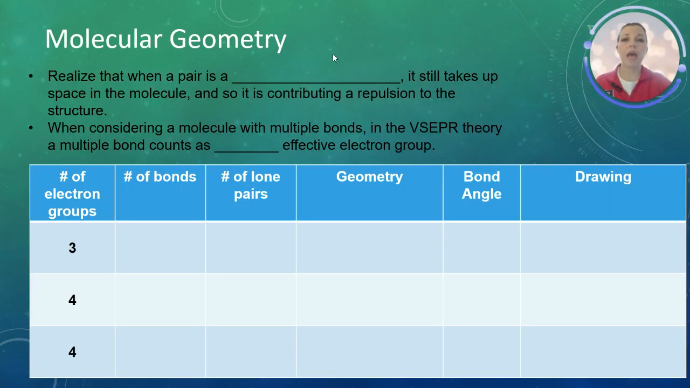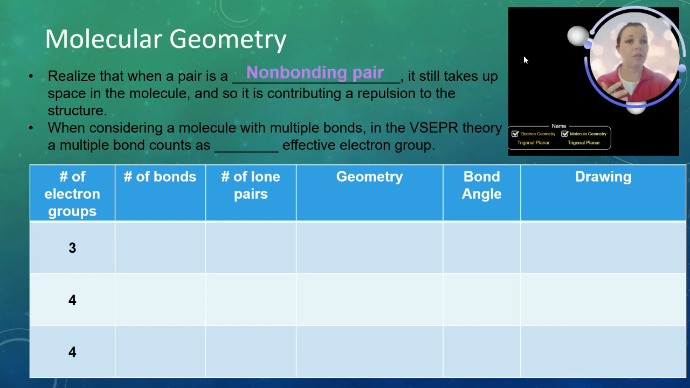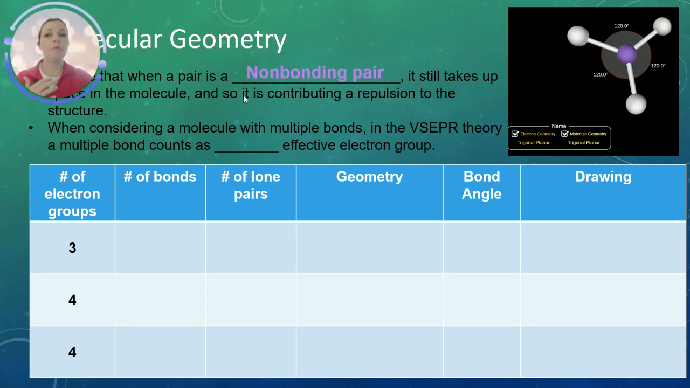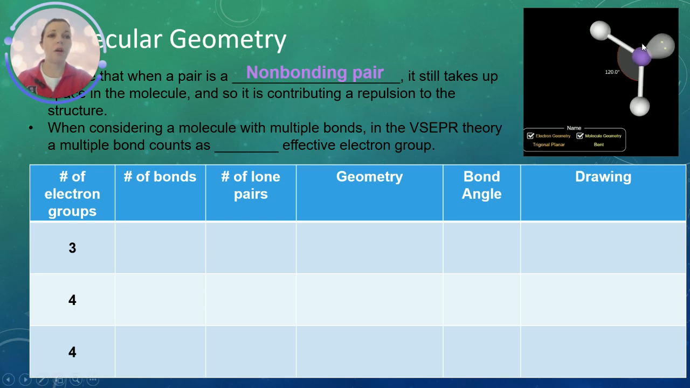Now, once we start thinking about pairs that are non-bonding, so in other words, lone pairs, you need to remember that they still take up space in the molecule, so they're still contributing repulsion to the structure. So here's a trigonal planar situation where you have 3 electron pairs that are all bonding. But you can see there that if we swap one of these for a non-bonding pair, they are still taking up space in the atom. And so then this bond angle of 120 is maintained because this electron pair is repulsing.